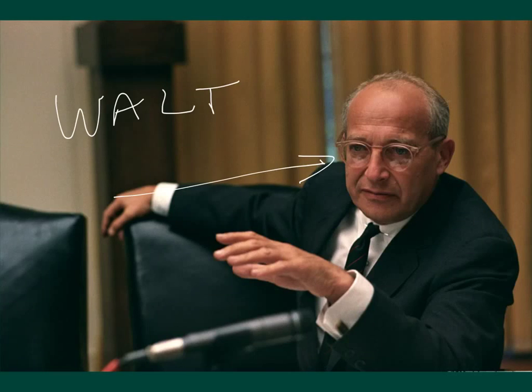So, here's Walter Rostow, an American economist and advisor to the presidents. A summary of his theory would suggest that he believed that every country had the ability to pull itself out of poverty and lack of development. It would do this by finding where it had a comparative advantage.